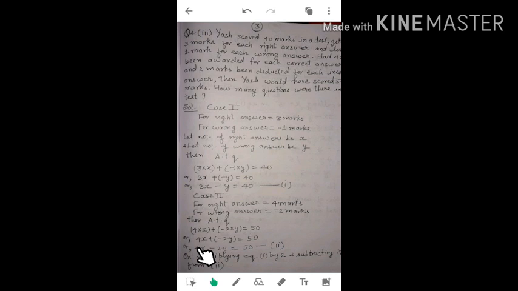This is the second case. We will solve it. 4 into x is 4x. -2 into y is -2y, equal to 50. 4x minus 2y is equal to 50. This is the second equation.